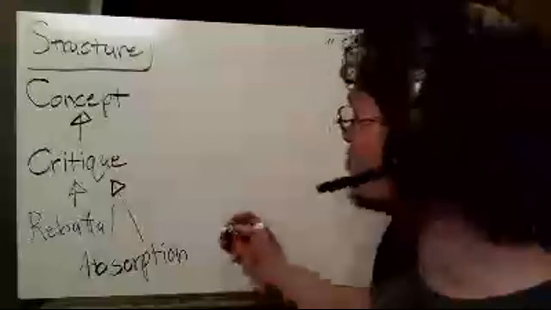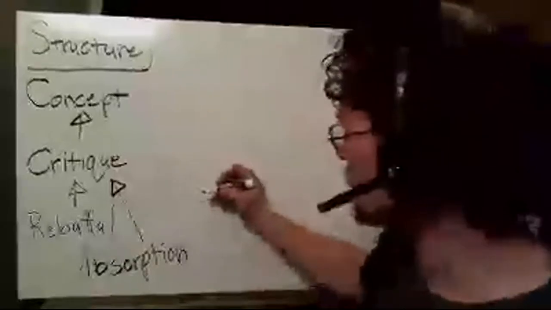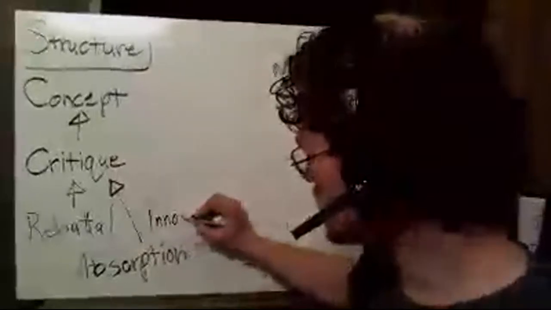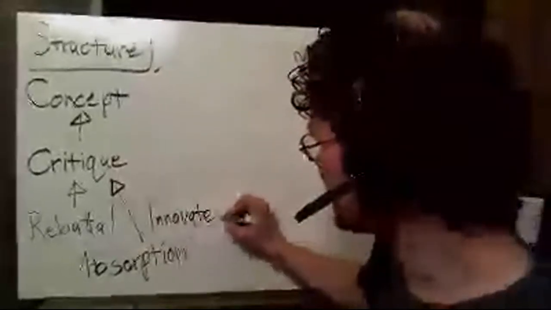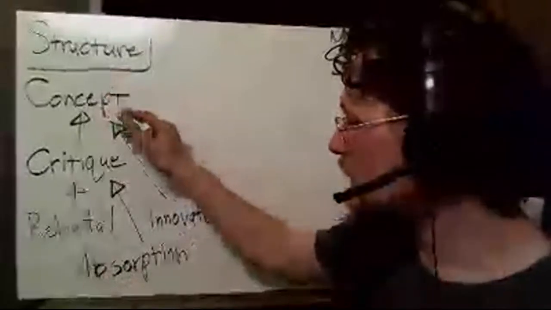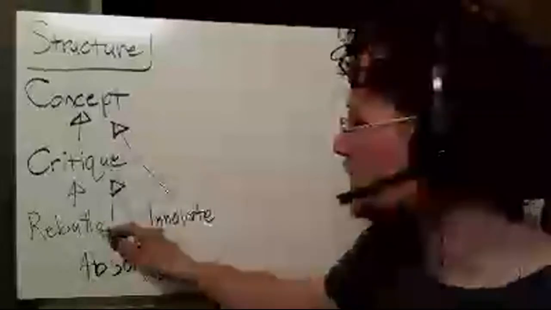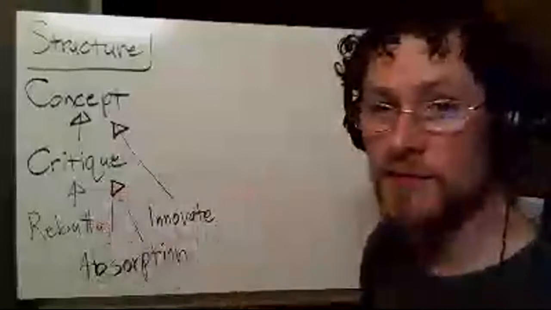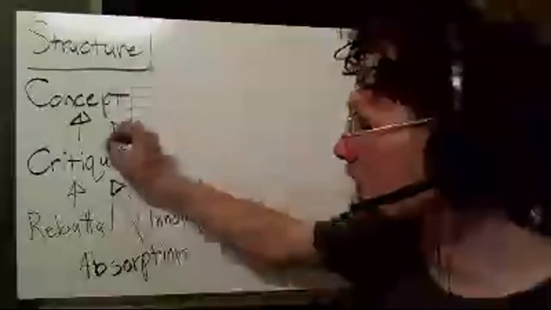And lastly, I suppose I will say, although this is getting sloppy, you can innovate. And that means you're not rebutting it, you're not absorbing it directly, you're changing the concept, not as an absorption of the problem, not as a rebuttal, saying the critique is not valid, but by saying, I see that there's a problem there, we're going to come up with a new way of structuring this. So there's concept, critique, and the three ways you can respond to a critique.